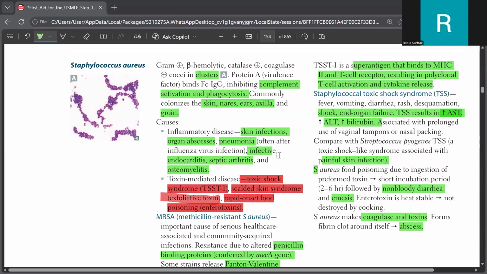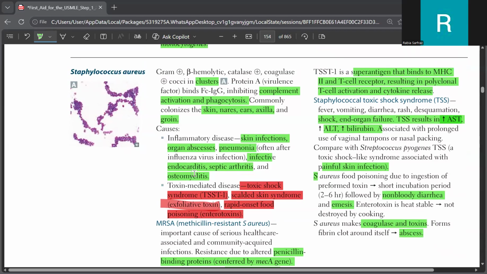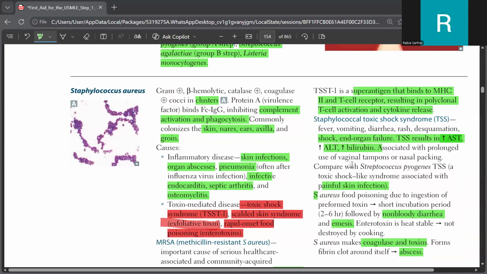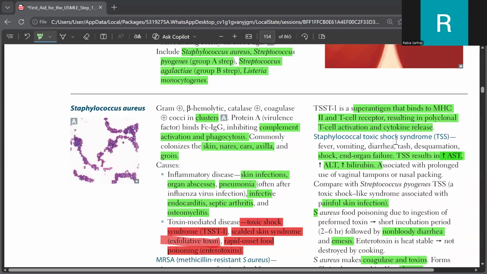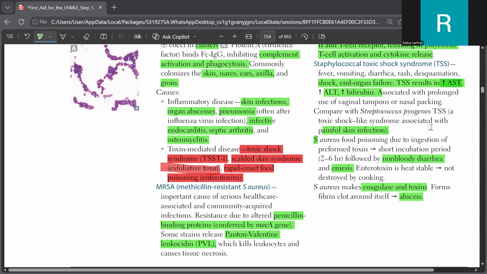The important things were the causes of inflammatory diseases and toxin-mediated diseases, and that TSST-1 binds with the T cell receptor and MHC II and causes polyclonal T cell activation and cytokine release. Then it was the differentiation of toxic shock syndrome from that caused by Streptococcus pyogenes, which is associated with painful skin infection, whereas this one is associated with prolonged use of vaginal tampons or nasal packing and increased AST, ALT, and bilirubin. Also important to note was that food poisoning is caused by ingestion of preformed toxin, which causes a short incubation period followed by non-bloody diarrhea and emesis.